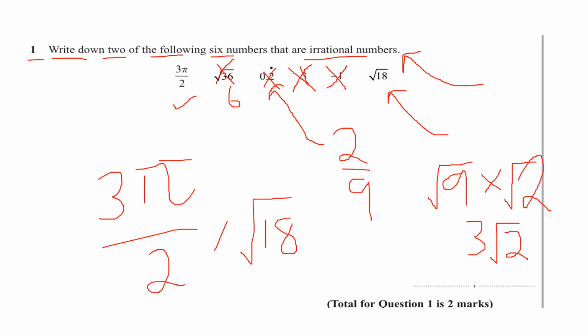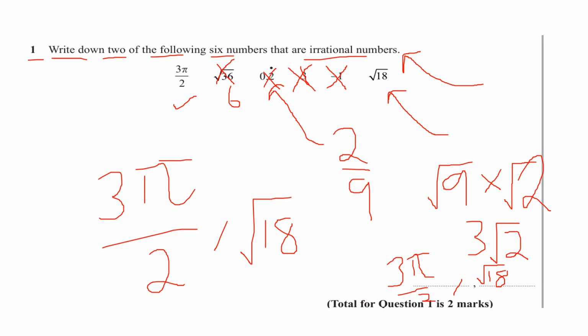So these two numbers, 3 pi over 2 or 3 halves pi, and root 18, the square root of 18, are what we call irrational numbers. The numbers go on and on and on. They cannot be expressed as a fraction.